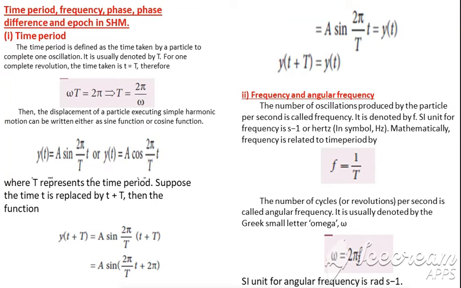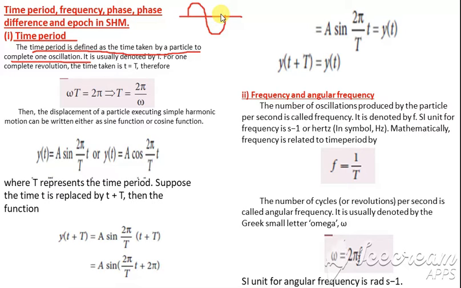Very good morning, students. Today we are going to see time period, frequency, and the phase difference in simple harmonic motion. Already we have seen what is simple harmonic motion in the last class itself, is it not? Now, first, what is meant by a time period? It is defined as the time taken by a particle to complete one oscillation. If you consider one oscillation, one crest and one trough combined together form one oscillation. So the time taken to complete one oscillation is said to be the time period.